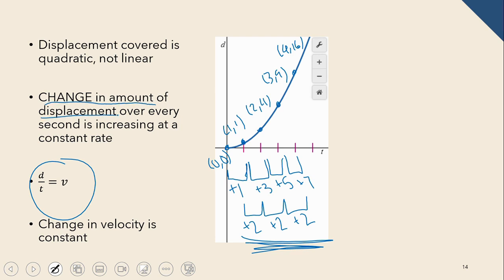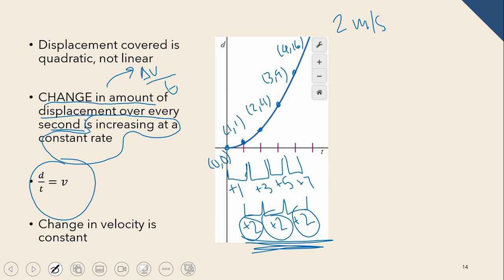The change in the amount of displacement over every second, which, since displacement over time is velocity, signifies a change in velocity, is increasing at a constant rate over every unit of time, and that rate is 2 meters per second. So what this really means is that our velocity is increasing by 2 meters per second each second. Now this signifies acceleration, which we'll talk about in a little bit.